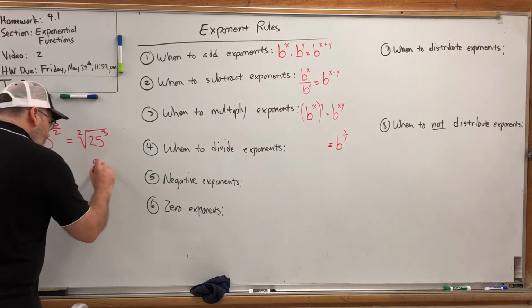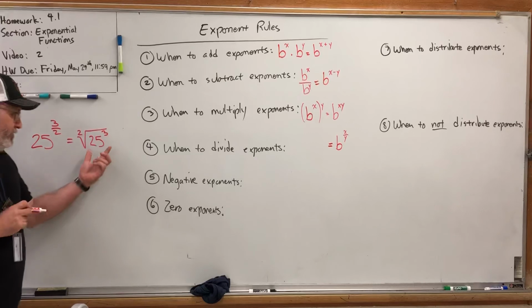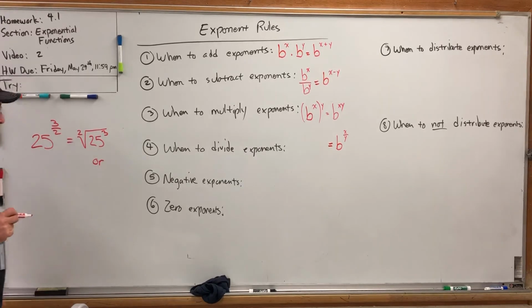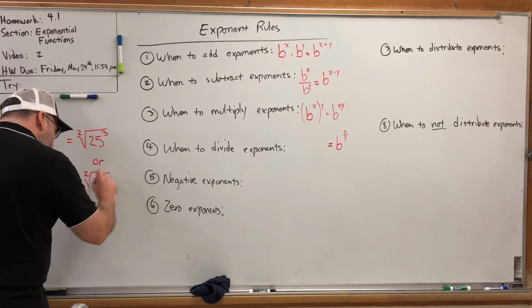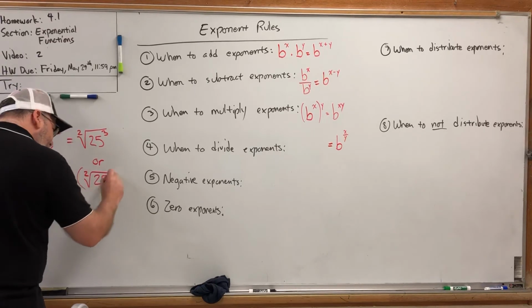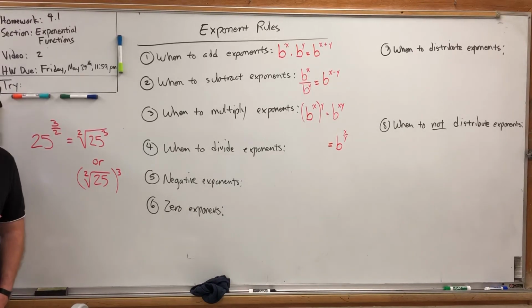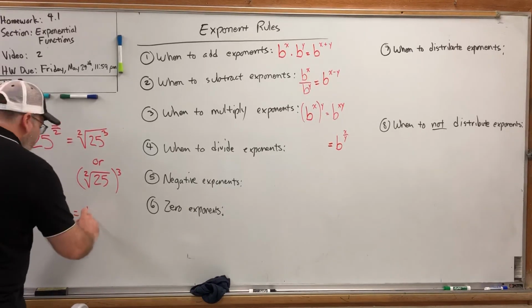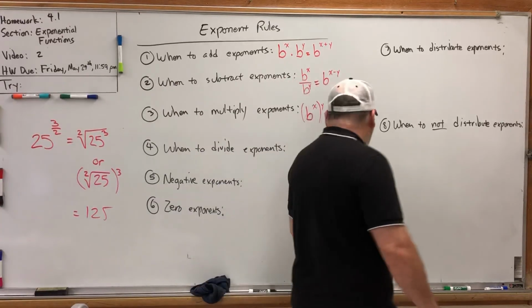Now, what it doesn't say is which one you have to do first. The way it's written, it looks like you would have to raise 25 to the 3rd power and then square root that answer. But you could do the square root first and then raise the result to the 3rd power. Either way that you work it, it's going to be 125. You don't believe me, get out a calculator and check it.